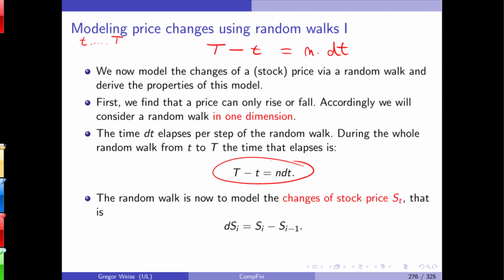This is what we have here. N steps, time length dt. The random walk is now used to model the changes in the stock price. The stock price is S_t, changes up to S capital T, and in each time period dt we have a change dS_i from point S_(i-1) to S_i. Could have also written t here, actually the same. So we have a change in the stock price. That's dS_t.